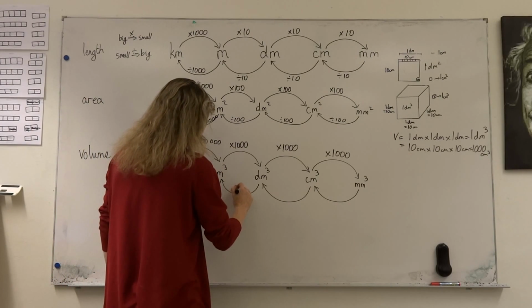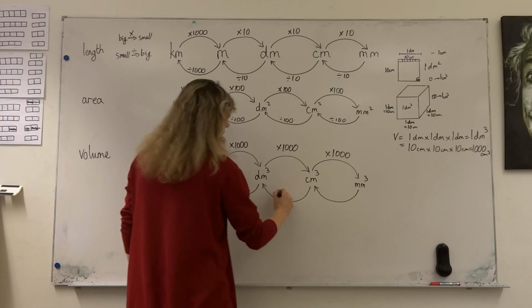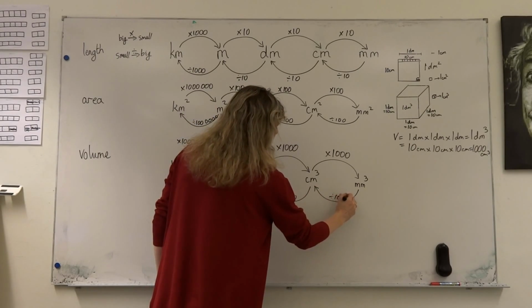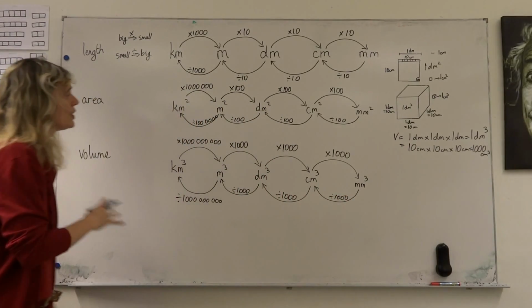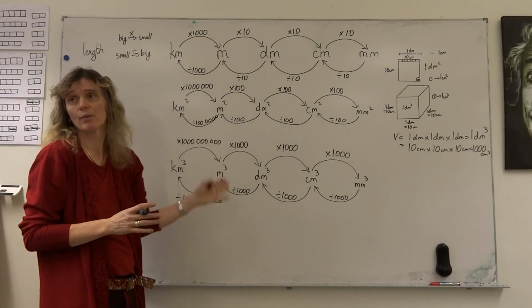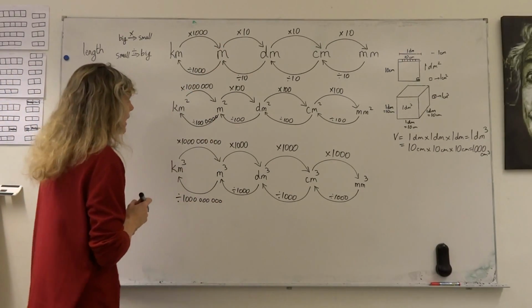Divide by 1,000 here. Divide by 1,000 here. And divide by 1,000 here. So when it comes to volume, you're just tripling the number of zeros compared with length. And then it's quite easy to work out.